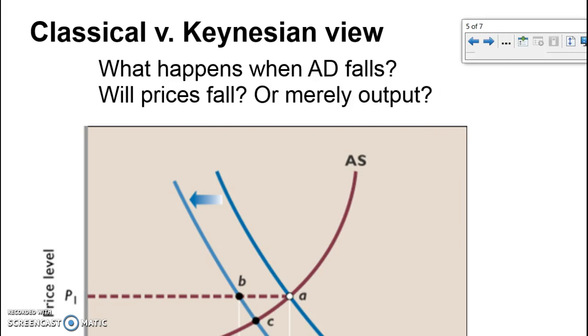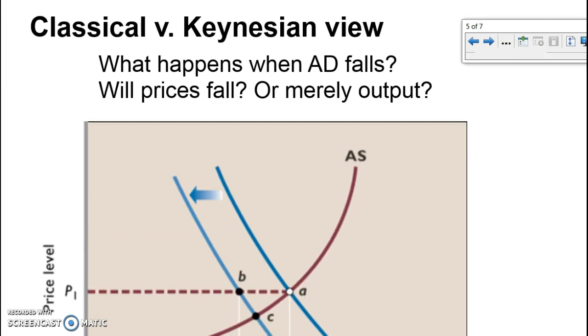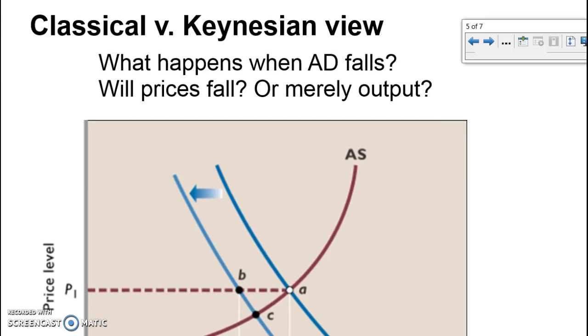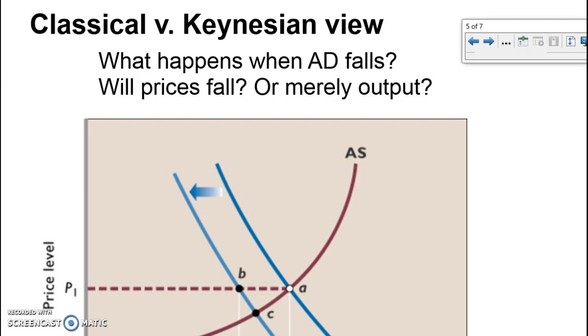Okay, so the classical economists and the Keynesian economists have a disagreement about what happens when aggregate demand falls. Aggregate demand can fall for a variety of reasons, but think back to the circular flow model. If households feel poorer, maybe because the value of their retirement accounts went down or the value of their houses went down, they stop spending and aggregate demand drops. That's going to throw the economy into a recession.